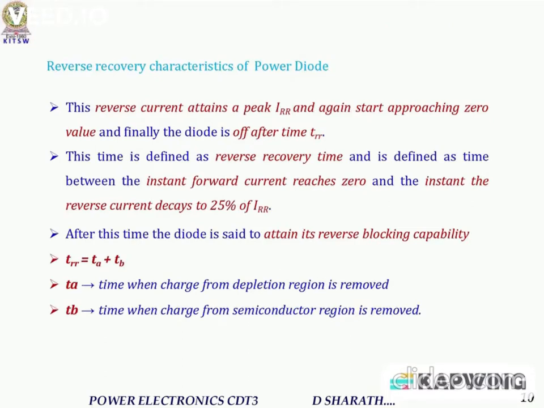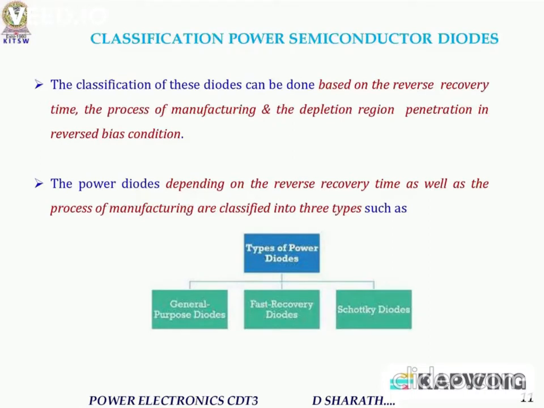In detail, TA is the time when the charge from the depletion region is removed. TB is the time when the charge from the semiconductor region is removed. The reverse current attains a peak IRR and again starts approaching zero value. Finally the diode is off after time TRR. This is defined as the reverse recovery time.